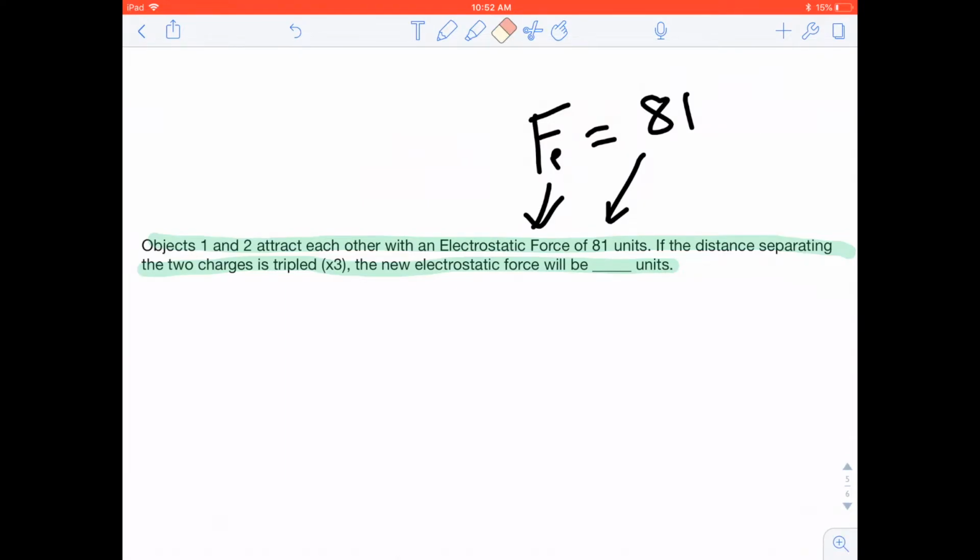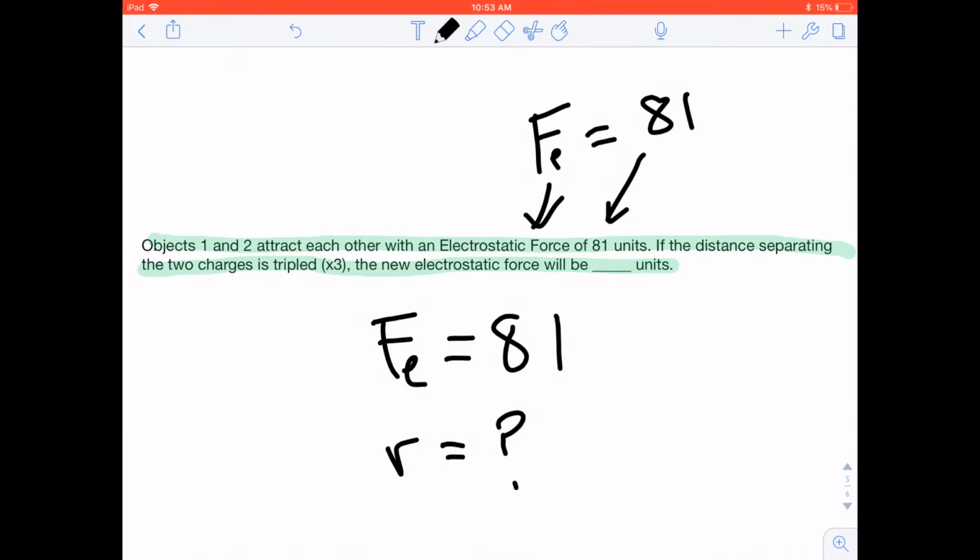If the distance, so we know that we're going to increase our distance by a factor of times 3. That could be useful to know. And it's asking us what's our new electrostatic force. So we know that our electrostatic force is 81. We know that our distance, it doesn't give us an original distance, but we do know that it's going to be 3 times bigger.